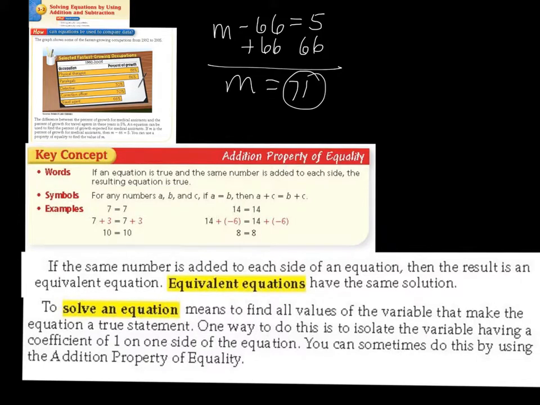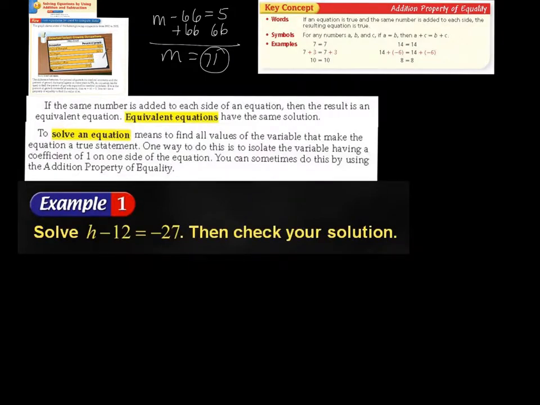One of the main things they're going to ask us to do in algebra is to solve an equation. To solve an equation means to find all the values of the variable that make the equation a true statement. One way to do this is to isolate the variable, having a coefficient of 1 on one side of the equation. You can sometimes do this by using the addition property of equality. For our first example, they asked us to solve h minus 12 equals negative 27. Then check your solution. Always a good idea.